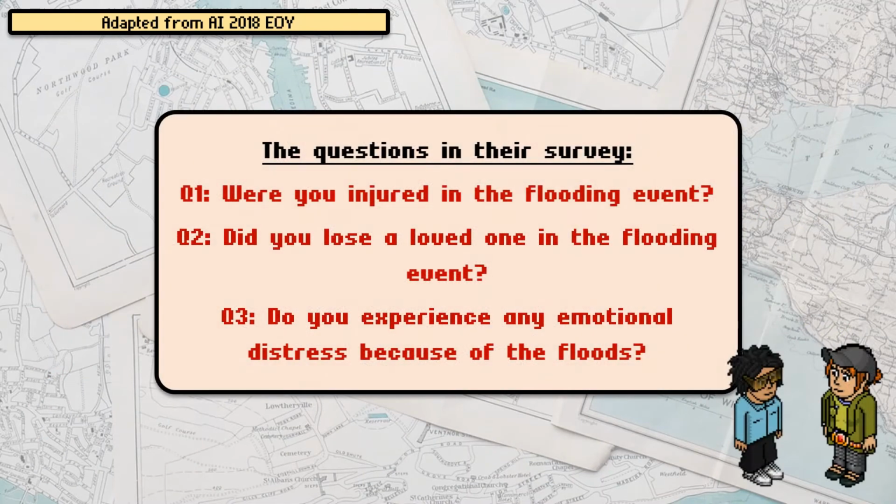The questions that these students asked in their survey are, firstly, were you injured in the flooding event? This will be a yes or no question. Did you lose a loved one in the flooding event? Again, a yes or no question. Do you experience any emotional distress because of the floods? This is also a yes or no question. Since the hypothesis is whether flooding leads to social impacts such as emotional distress, the third question will be very important for rejecting or accepting their hypothesis.